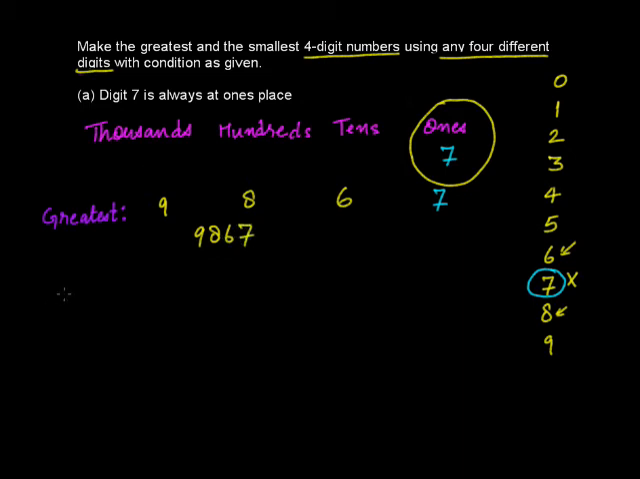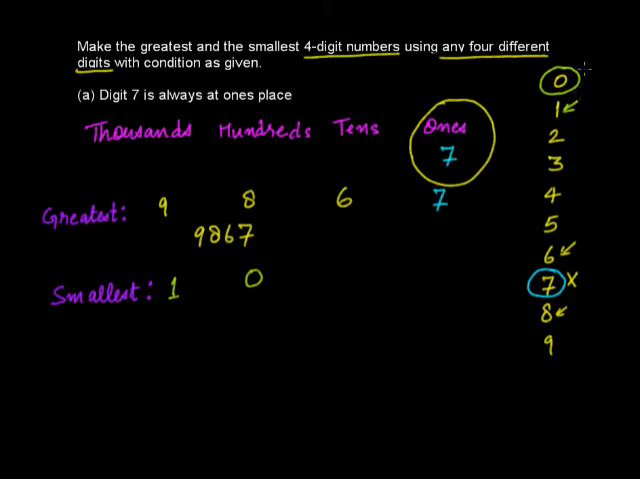Now let's see for the smallest number. Same approach. Among 0 to 9, which is the smallest digit? Of course 0. But we all know that we cannot use 0 at the beginning. We cannot start our number by 0. Therefore, we'll look for the next smallest digit, and that is 1. So I'll write 1 here. Then I'll write 0 here.